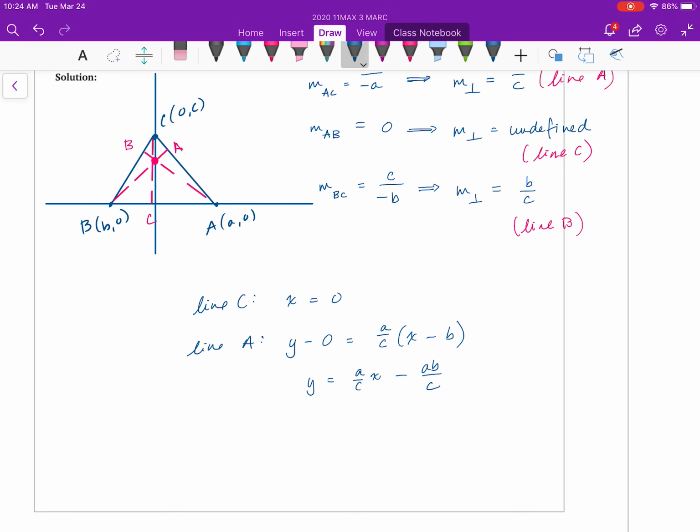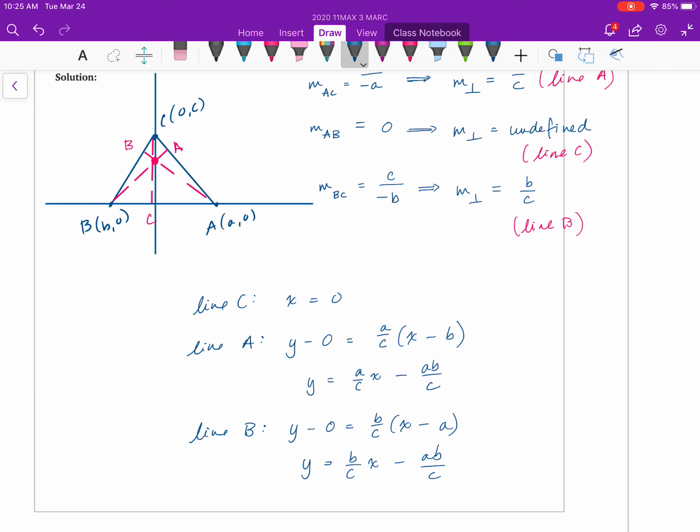So then line B. Again, line B goes through the point (a, 0), so y minus 0 equals your gradient, b on c, times x minus the x value, which is a. Simplifying that, we get b on c times x minus ab on c.